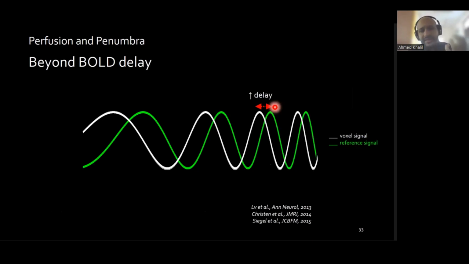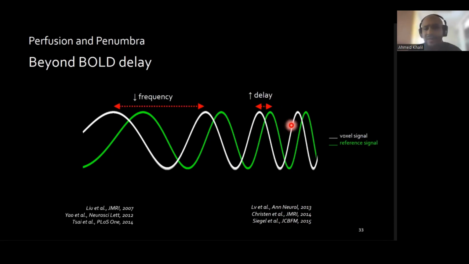but of course we know that perfusion, hyperperfusion, changes in blood flow are reflected in the BOLD signal in ways that go just beyond delays. So you have the delays, this is what I spoke about so far, but you also have changes in frequency of the BOLD signal that are related to changes in blood flow or perfusion. You also have changes in amplitude.